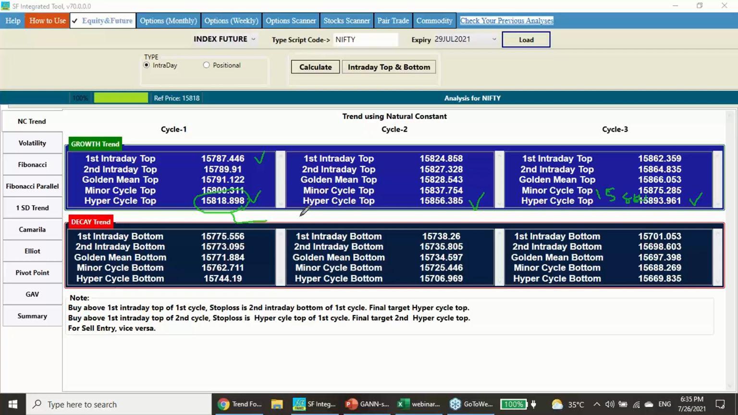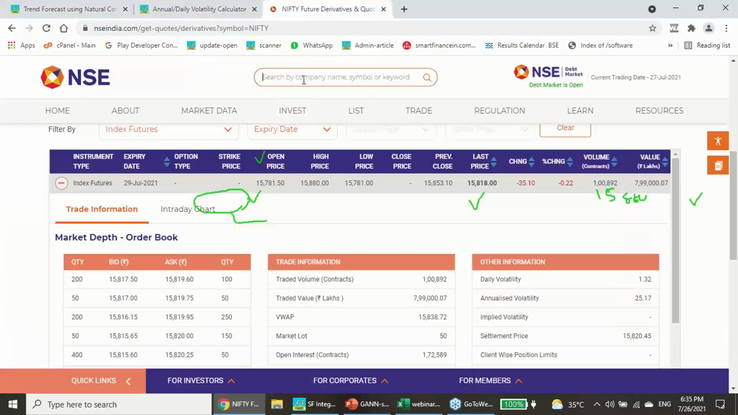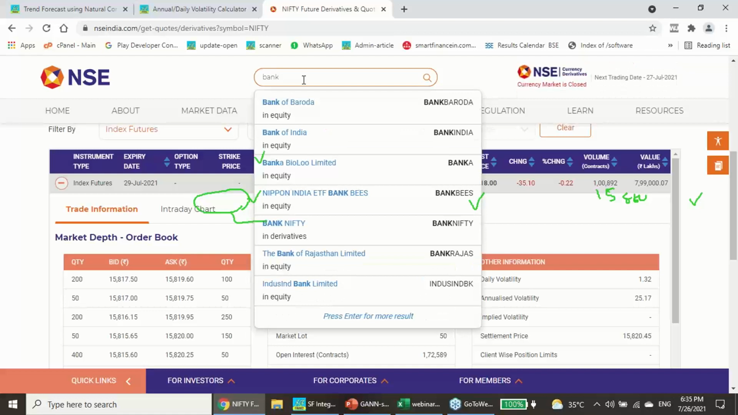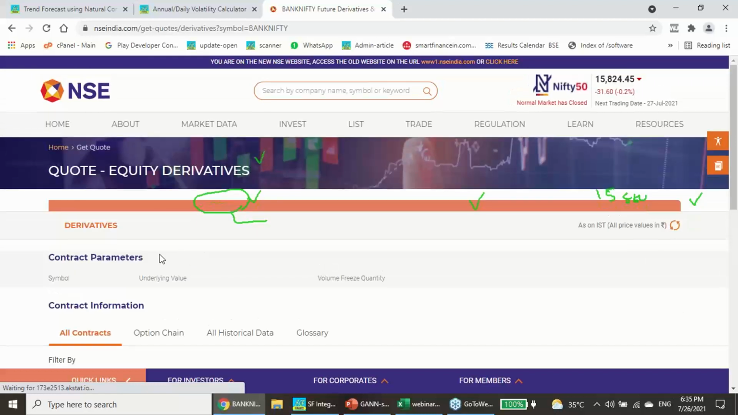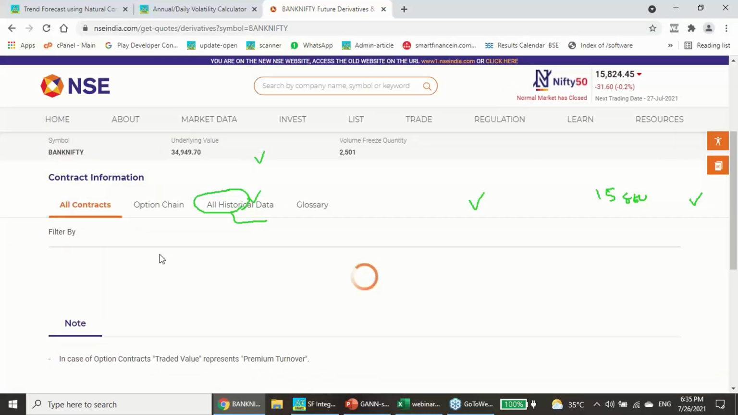Just 5 minutes after the market opens, you can get this particular calculation ready. So this is what the natural constant does. You have compared it with the Nifty. Let us go for Bank Nifty or any other counter. I am going for Bank Nifty, but you can choose any other counter. And this is a web tool. You can test based on your convenience.